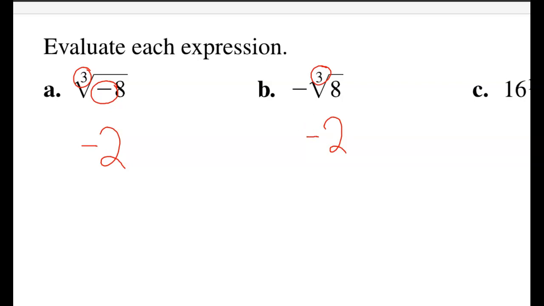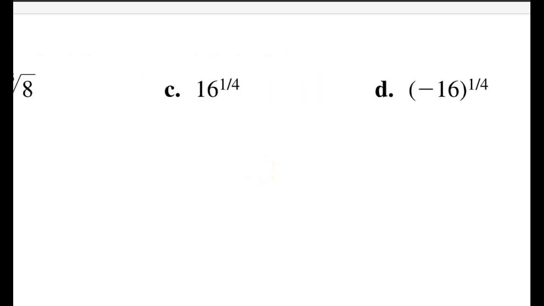Now on C, we have 16 to the 1/4. How do I rewrite that using a radical sign? So we said 16 is on the inside, then 4 goes on the outside. The 1 goes back there, but it's still the same thing.